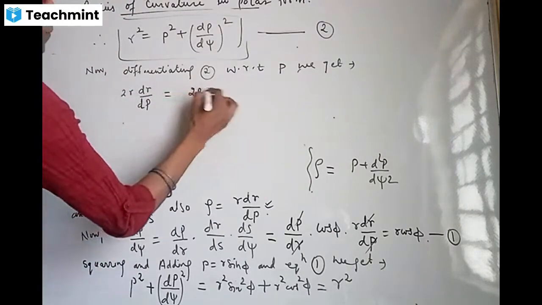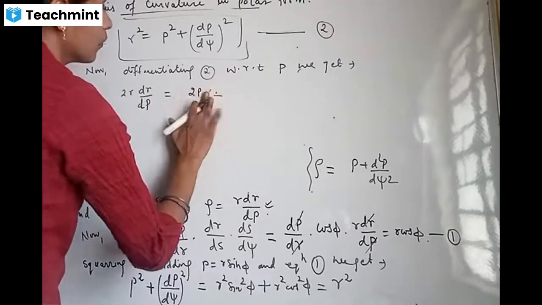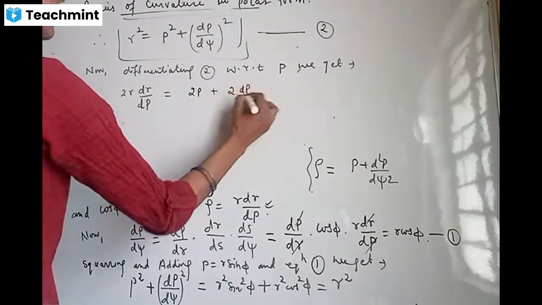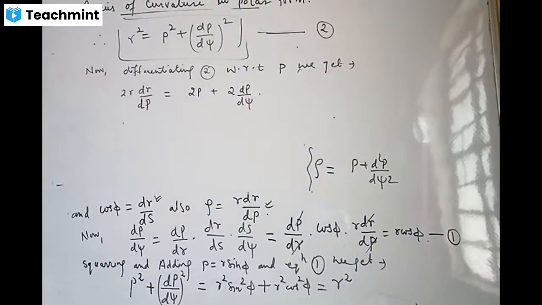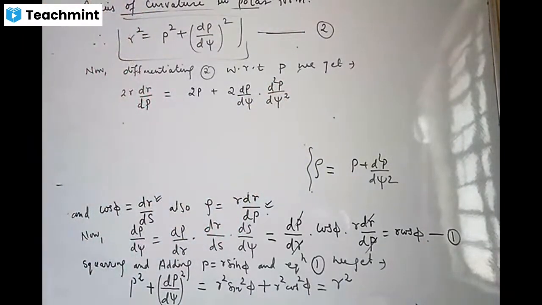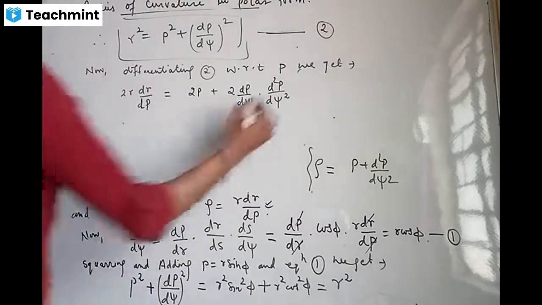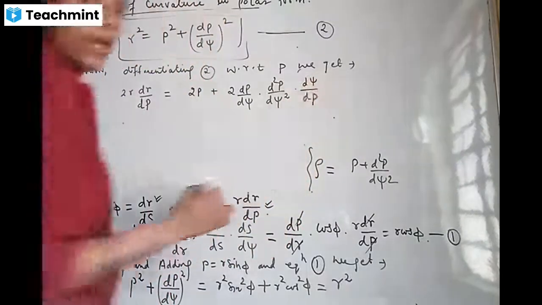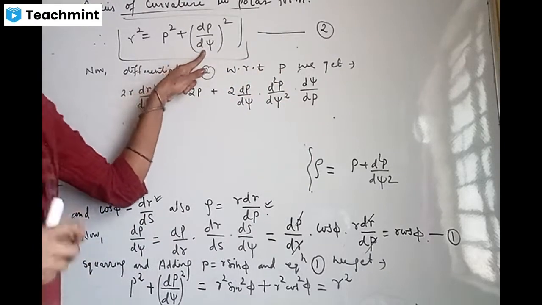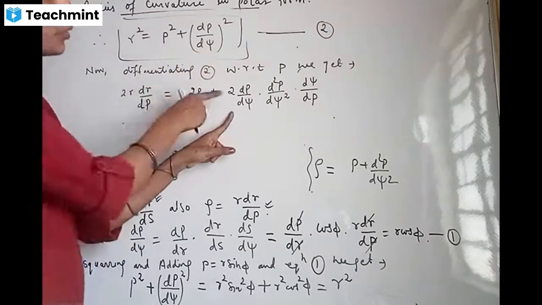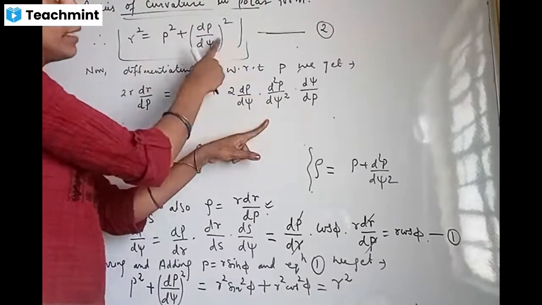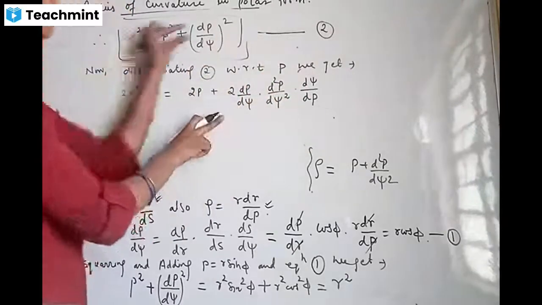So now this one. 2p dp by dp will become 2p only. Okay, and then this plus 2 times dp by d psi into next we have d2p by d psi 2, and then we'll write d psi by dp. Why? Because we are differentiating with respect to p, and this is a function of psi also. That's why we are using function of a function, and we'll write like this: 2 times dp by d psi, then d2p by d psi 2, and into d psi by dp. Okay, so this will be the differentiation of this term.